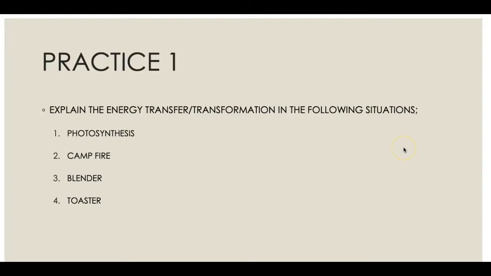Okay, let's have a little simple practice here. Explain the energy transfer or transformation in the following situations. The first one is photosynthesis, which we obviously know is the production of energy or food from sunlight by plants. The second one is the campfire. The third one is a blender. And the fourth one is a toaster.